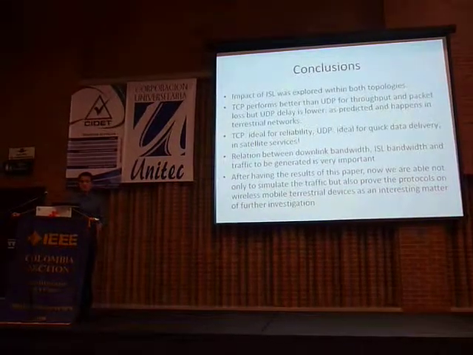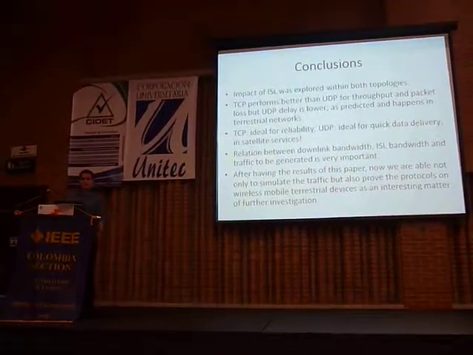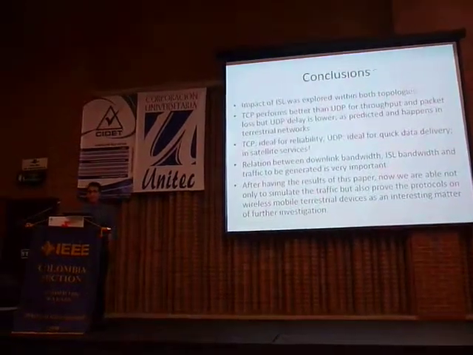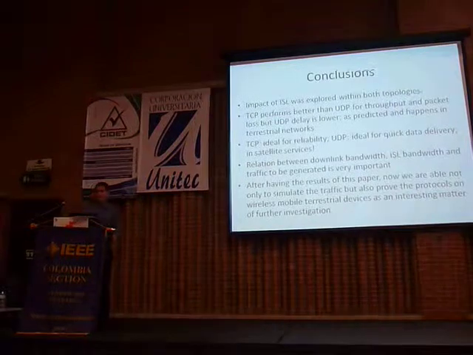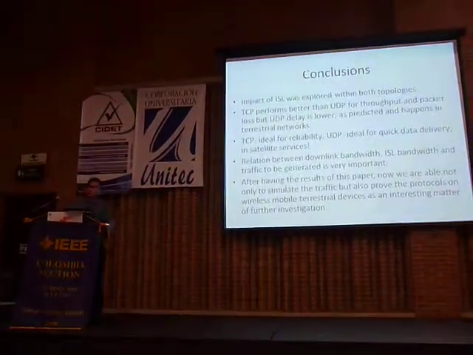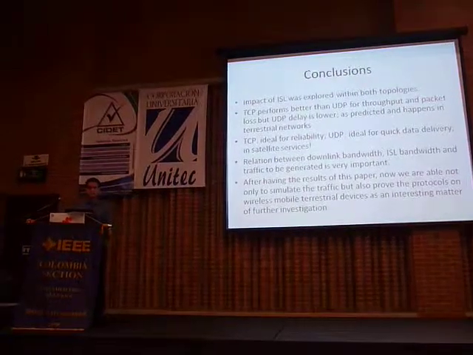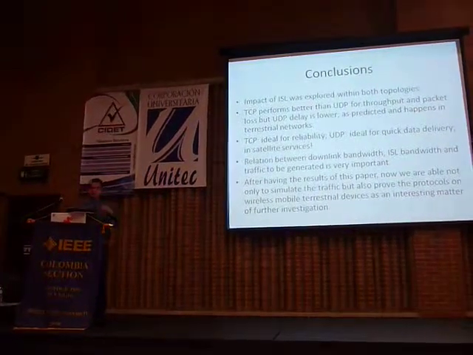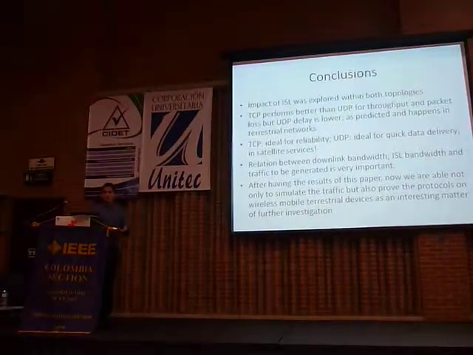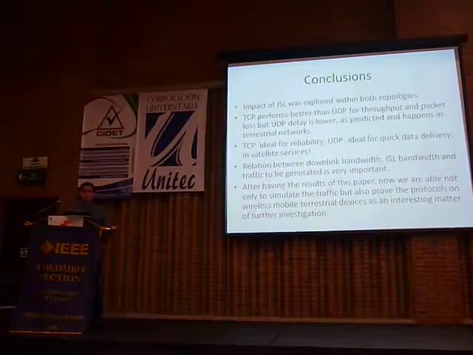The transmission control protocol is ideal for reliability, for example, FTP applications. But UDP is ideal for quick data delivery in satellite services, for example, real time. Again, the same as terrestrial networks. There is a relation between downlink bandwidth, the intersatellite link bandwidth, and the traffic to be generated. And this is very important.